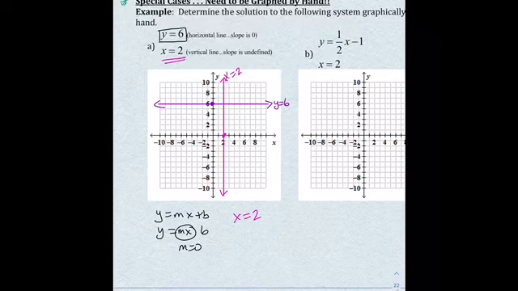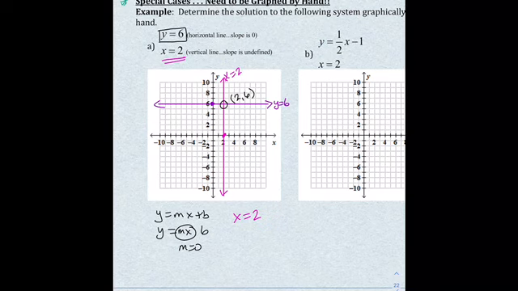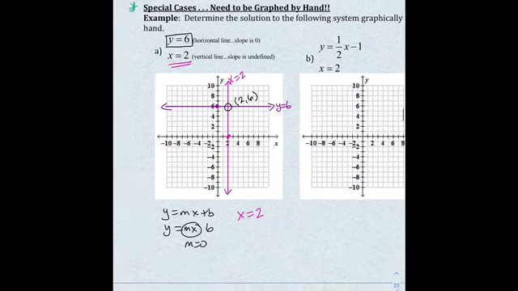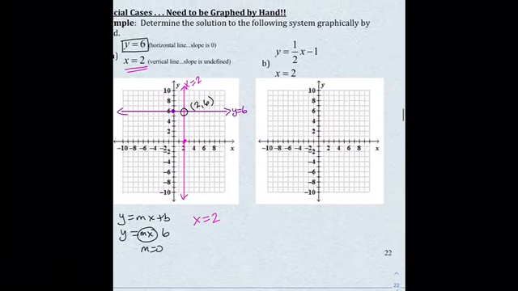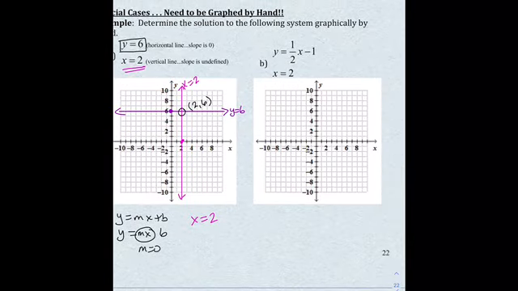Okay, and of course, where is the point of intersection here? Right here, and therefore x is 2 and y is 6. Okay, so there's the solution to that system, 2 comma 6. And let's do another one here.